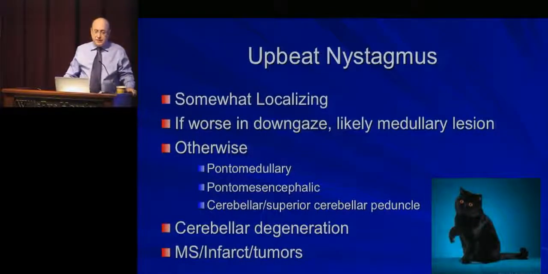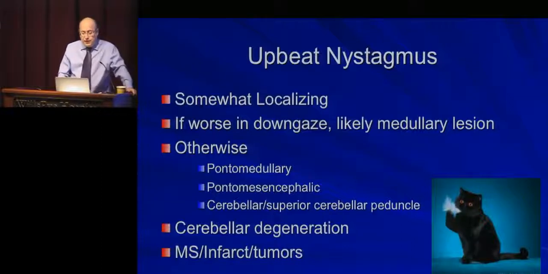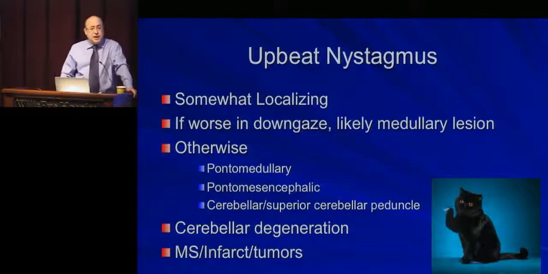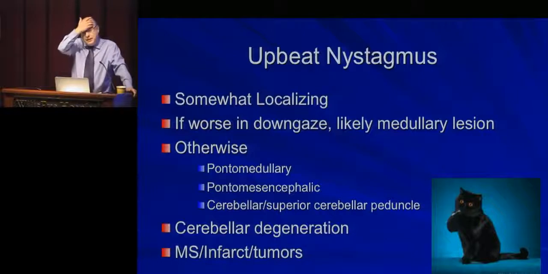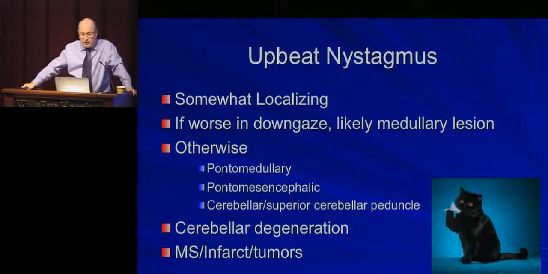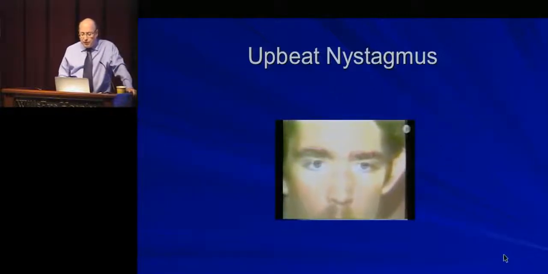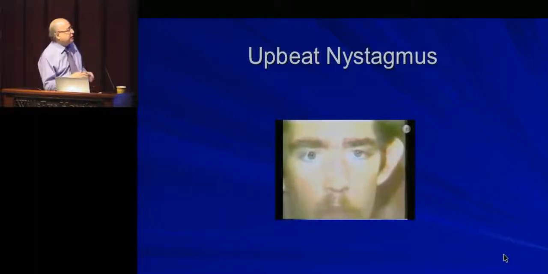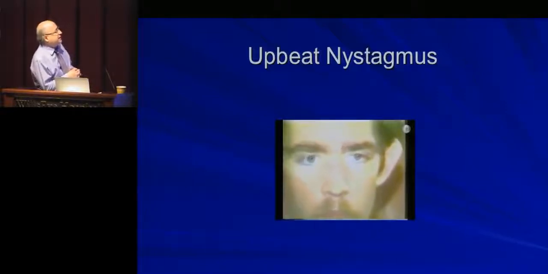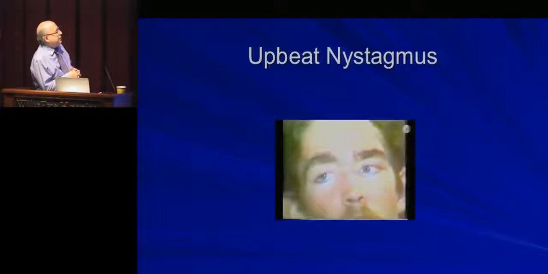What about upbeat nystagmus? It's less localizing than downbeat. If it's worse than down gaze, it's likely in the medulla, but otherwise it could be the junction of the pons and medulla, junction of midbrain and medulla, or cerebellum also. So a lot of different causes, not as well localizing. But here's a patient who had a trauma with a medullary infarct, or actually hemorrhage, and he has an upbeat nystagmus from his trauma.